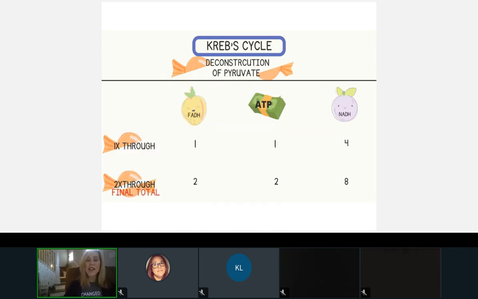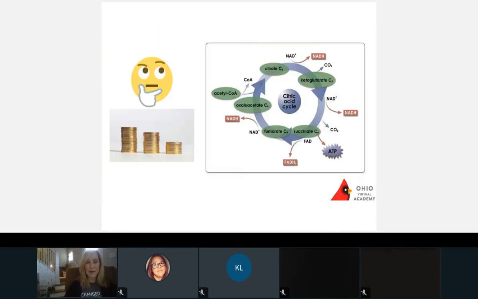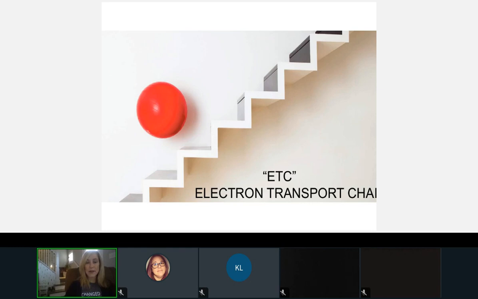All right, so we talked about yesterday that at the end, we come up with these totals, 1 time through and 2 times through. Again, we don't make a lot of ATP in the Krebs cycle, but the important part are these little fruits. The fruits of our labor. They are important because we are going into the electron transport chain, and that's where the magic happens. Let's go to that.